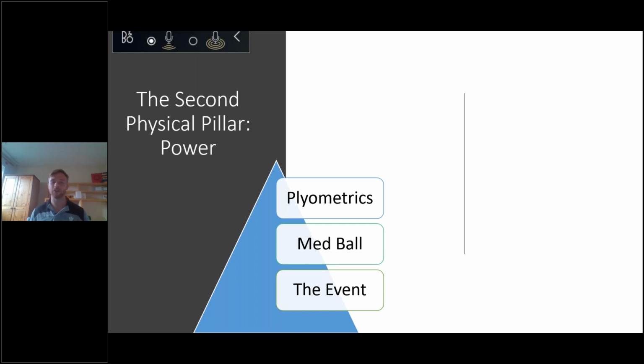Number one, the event itself. So commonly we forget about this, that just doing the event itself is a form of specific power training. And obviously that's going to make up the bulk of your training, so that's why it's on the bottom of the pyramid. However, there's only so much of that you can do before either it gets repetitive or people pick up injuries. So obviously it's important to vary this up as well. So for example, med ball stuff, and most people should be confident enough to throw a med ball.